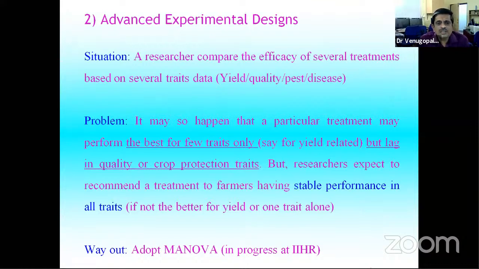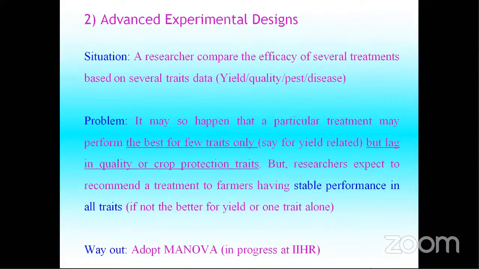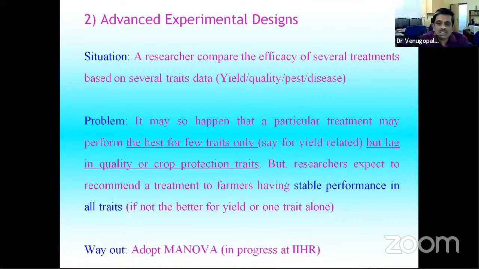So now say the researchers compare the efficiency of several treatments based on several traits. Say in the last example itself, the rootstock treatments, in addition to the yield, he might have observed the average weight or yield in number or some other traits. So ironically, if we see, for some traits, a particular treatment may come out as the best. For some other traits, some other treatment may come out as a best.